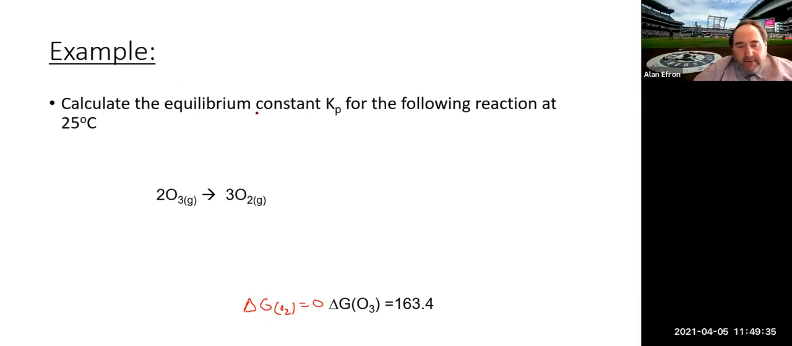Since we are looking for the equilibrium constant, that probably would be the equation that we want to deal with. So we would want to deal with our delta G naught is equal to minus RT natural log of K.